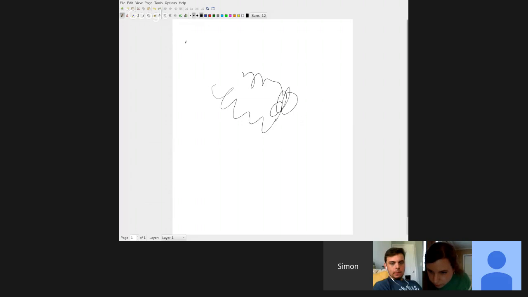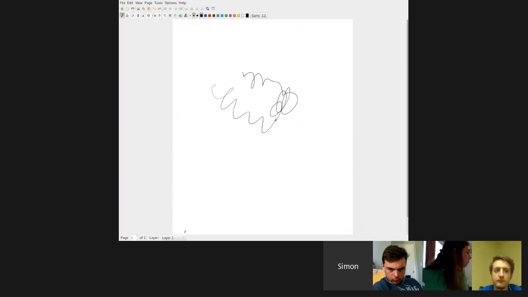Let me just check the boundaries. This is the left corner of the drawing, top left. This is top right. That's the bottom right, and that's bottom left. Right there. Good.